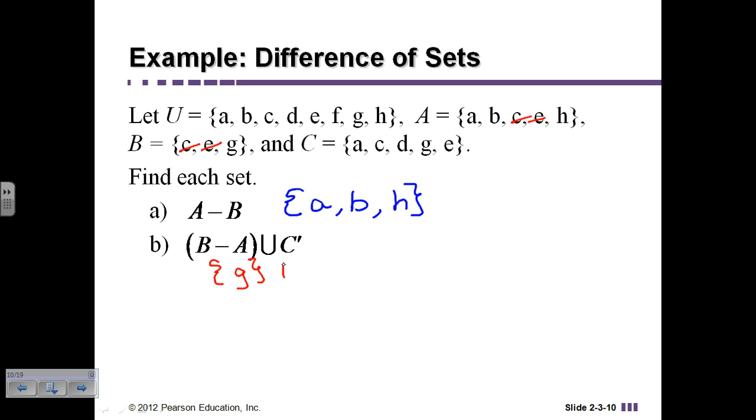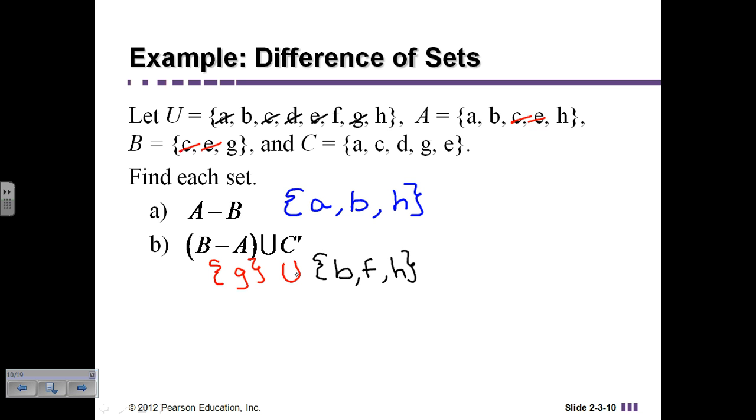And I want to union that, which means I want to join it together with all the things that are not in C. So let's go back up here. For the things that are not in C, I'm going to look at the universal set and take away all the things that are in C. So I'm going to take away the A, the C, the D, the G, and the E. If I took all those things away, the things that are not in C are B, F, and H. Remember, we called that the complement of C.